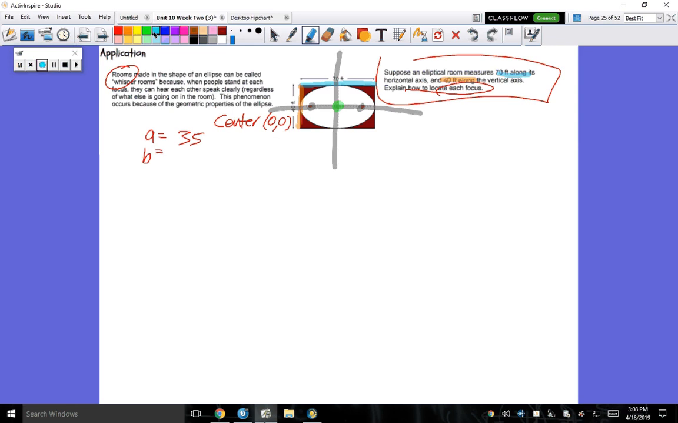Okay, because 35 is that horizontal distance with X. What would B equal? 20. 20, right? Because it's going to be half of that. So this is an ellipse when I know that they are adding, equaling 1.